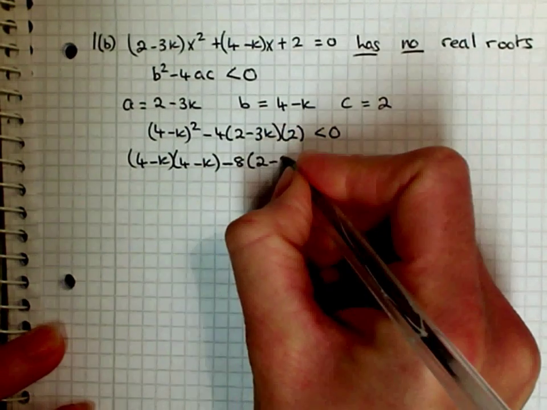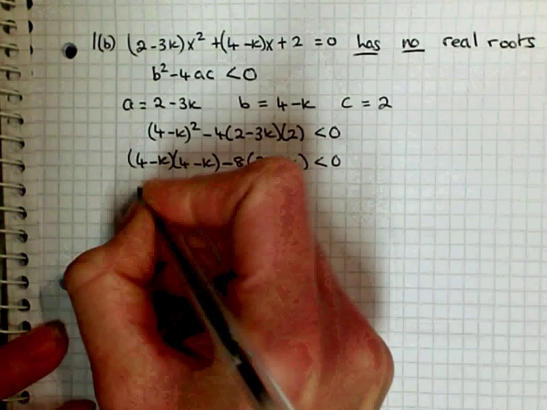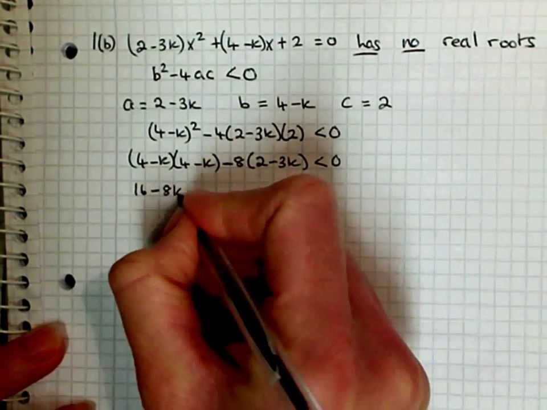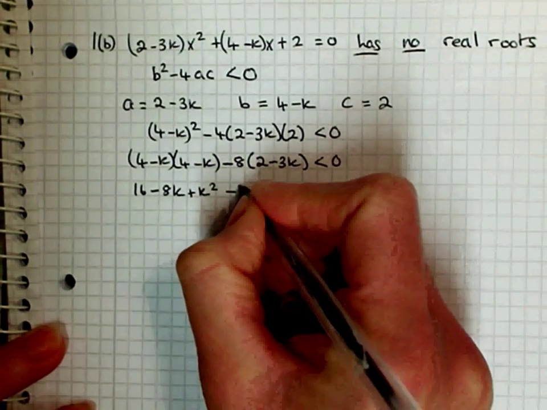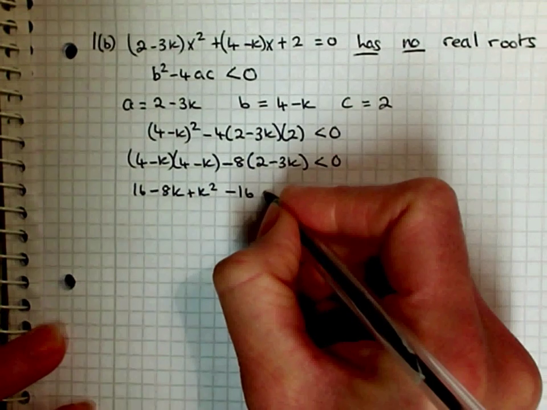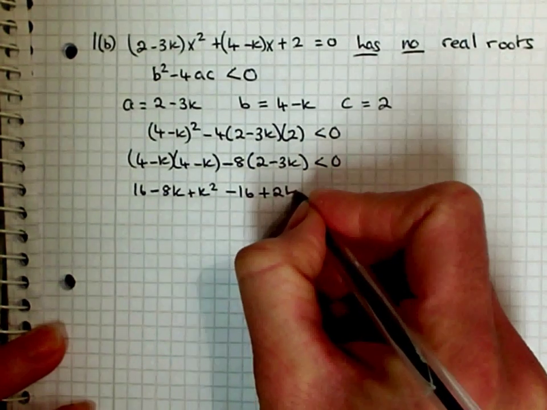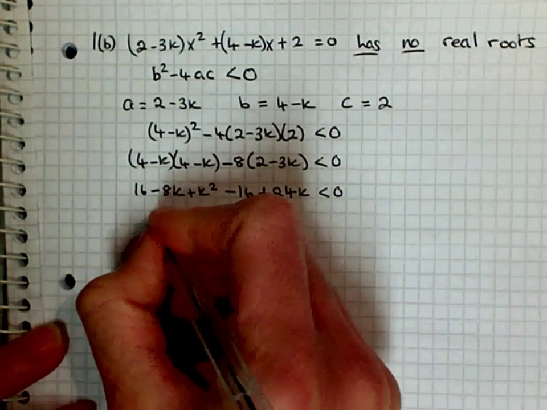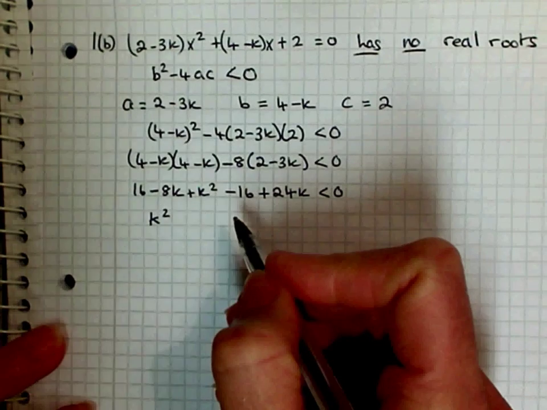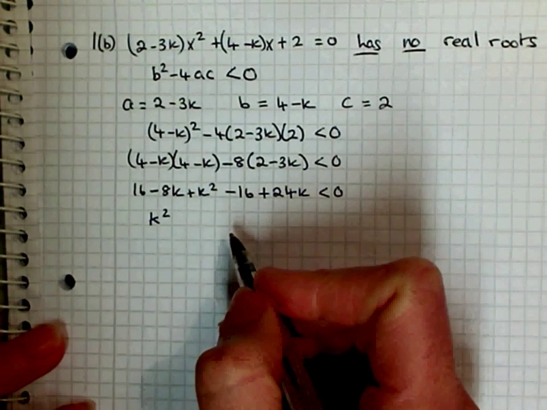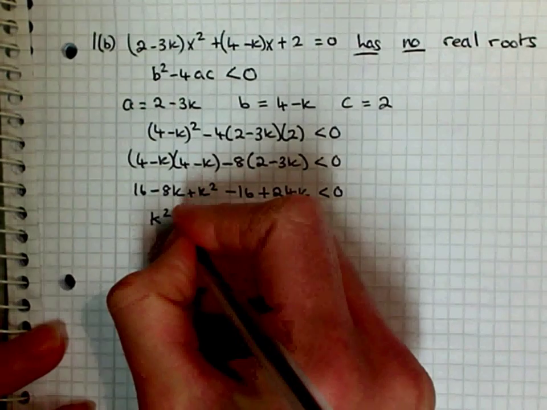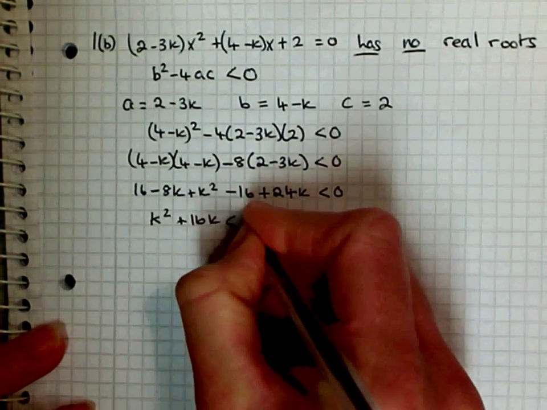So minus 8 by 2 minus 3k is less than 0, so it's going to give you 16. It's going to be minus 4k and minus 4k, which is minus 8k, plus k squared, minus 16, plus 24k less than 0. Okay, so we're going to have k squared, and the plus 16 and the minus 16 are going to cancel, and minus 8k plus 24k is going to give you plus 16k is less than 0.